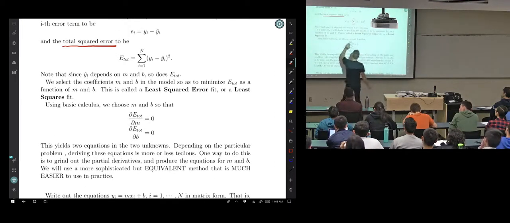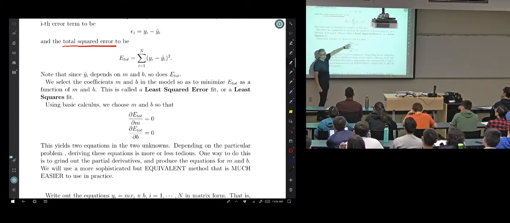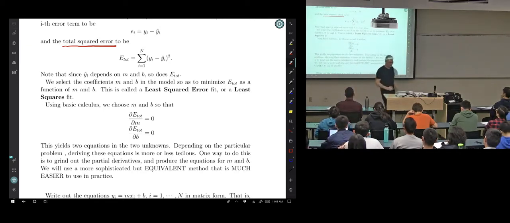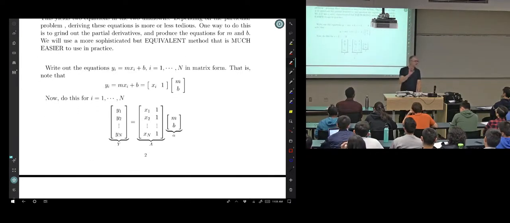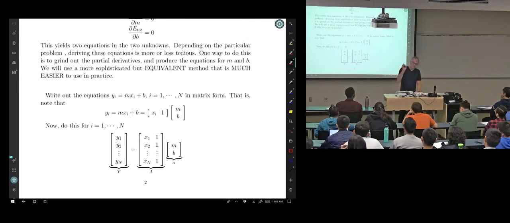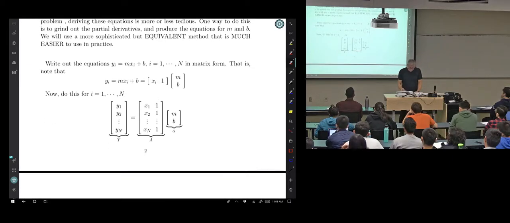So we know from calculus, we want to find a local minima or local maxima, stationary points. We take the partial derivatives of the total error with respect to M and B. I invite you to do that. It's a messy calculation. I'm going to show you what the answer is and how you get it. Well, not really how you get it, but how you can remember it.